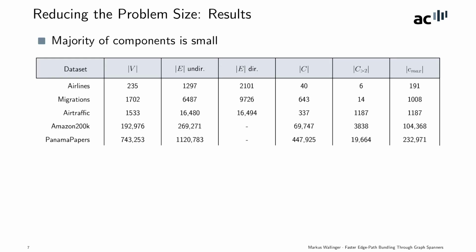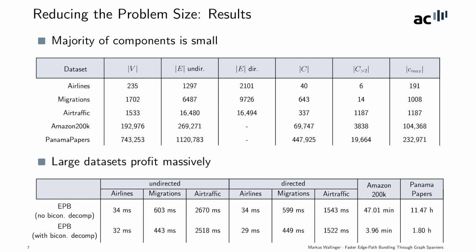In the first experiment, we compared the effects of the biconnected component decomposition on 5 real-world datasets. The first observation that can be made is that the number of components is rather large when compared against the number of vertices. However, the number of components of size bigger than 2 in terms of number of vertices is relatively small. This means we only have to bundle a limited number of subgraphs. Also, if you look at the size of the largest component in terms of vertices, you can see that it also already drastically reduces the size of the graph.